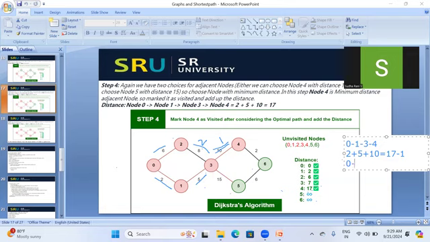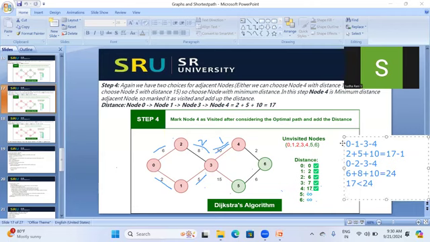That is again 0 to 2, 2 to 3, and 3 to 4. What are the values we are getting? 0 to 2 is 6, 2 to 3 is 8, and 3 to 4 is 10. So what is the total? The total is 24. 6 plus 8, 14, plus 10, 24. So always 17 is less than 24.